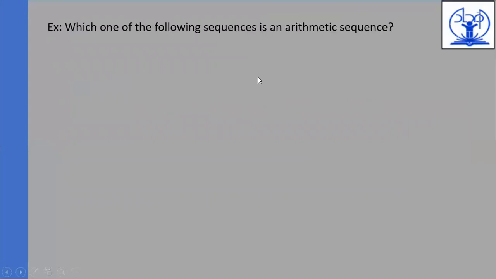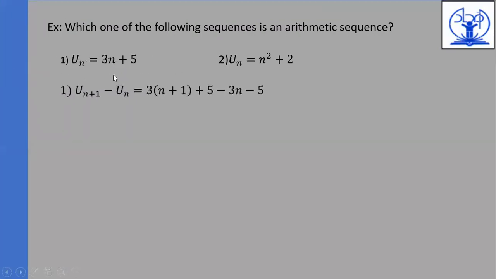Which of the following sequences is an arithmetic sequence? Look at this sequence and look at that sequence. Start with the first sequence, un equals 3n plus 5, and find un plus 1 minus un. If this difference is constant, then yes, the sequence is arithmetic. un plus 1, how do we get it? By replacing n by n plus 1. So you will get 3 times n plus 1 plus 5, minus un, which is 3n plus 5, so minus 3n minus 5. Simplifying, you will get 3, which is constant, independent of n.